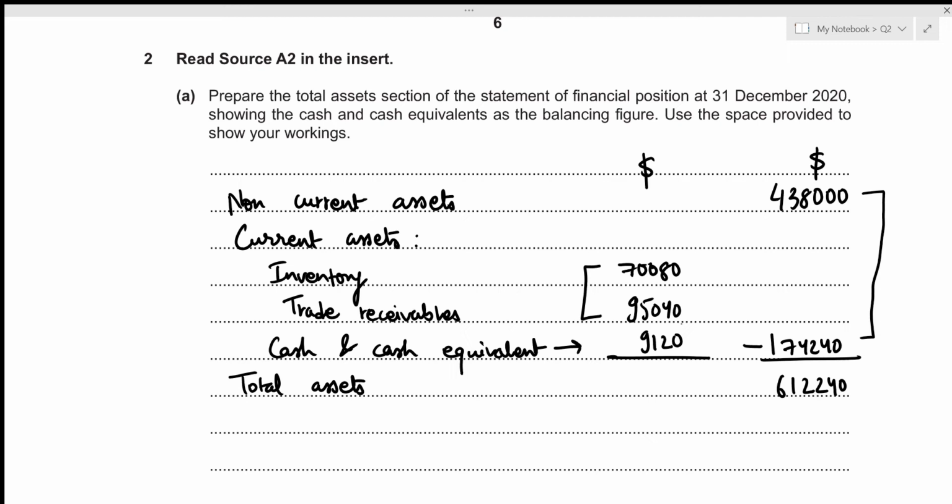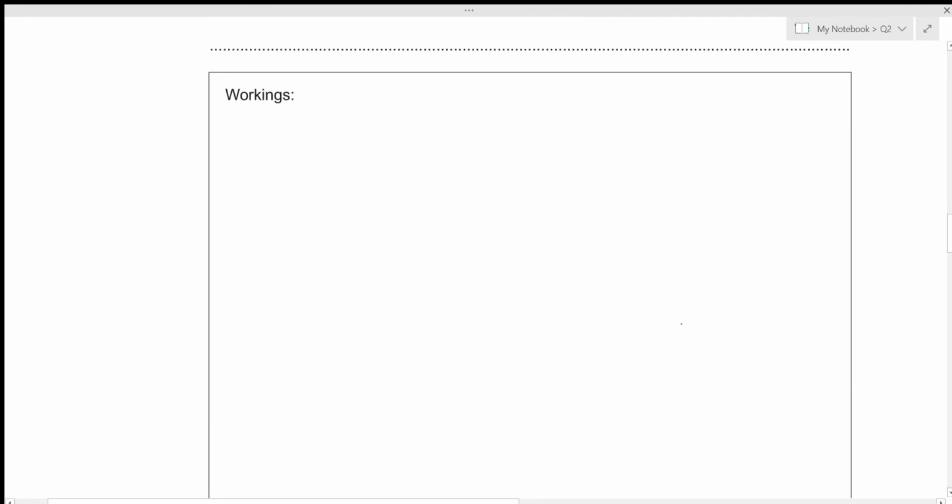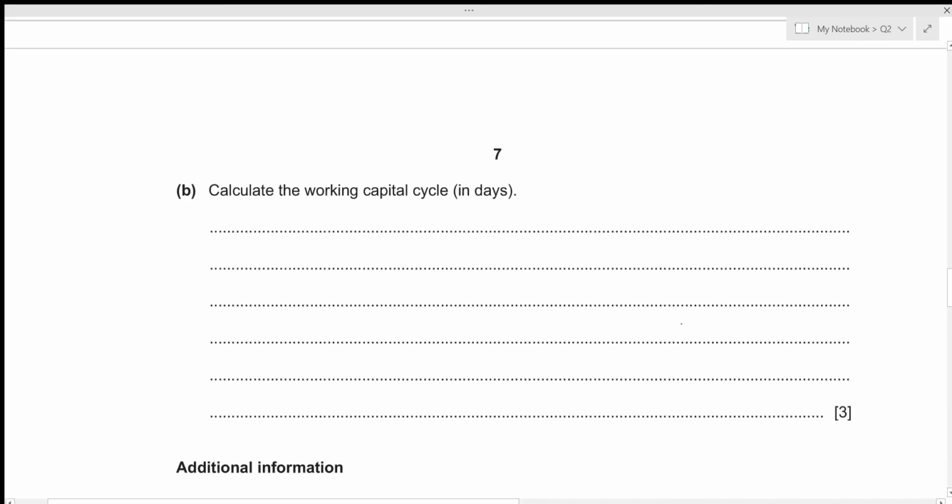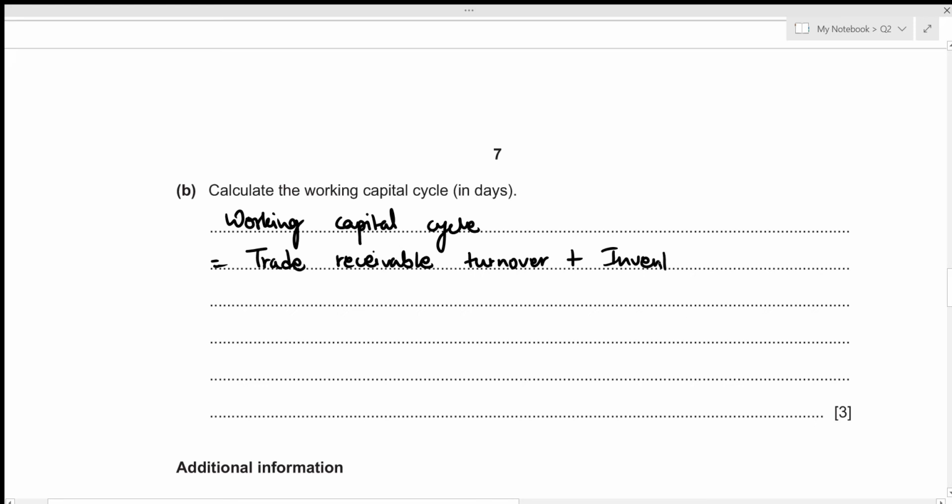Now we can move to the second one. Whatever workings I did all over the question paper, you guys should be doing that inside this particular box. Okay. Now we need to calculate the working capital cycle in days. So working capital cycle is just the trade receivable turnover, this is going to be in days, plus our inventory turnover, this is also going to be in days, minus the trade payables turnover.